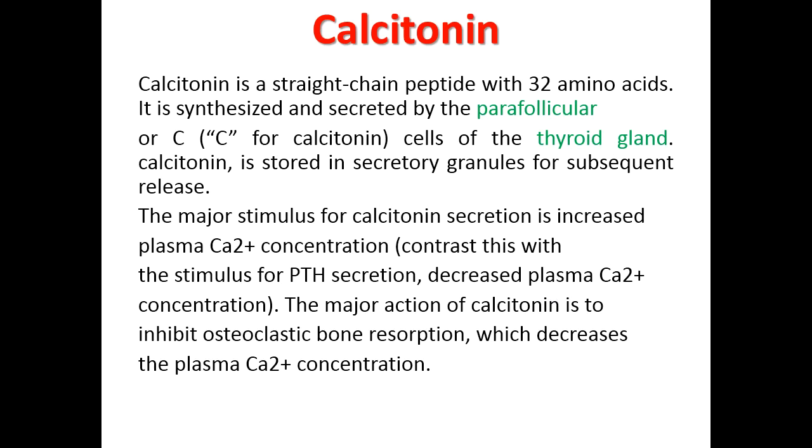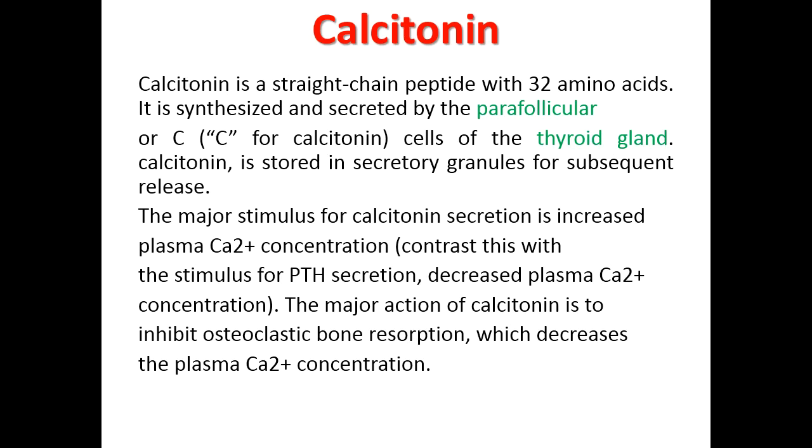Another important hormone that regulates calcium balance in our body, as you remember, is calcitonin. Calcitonin is a straight chain peptide with 32 amino acids. It is synthesized and secreted by the parafollicular or C cells of the thyroid gland. This hormone is produced by specialized cells, which are the parafollicular or C cells in the thyroid gland.